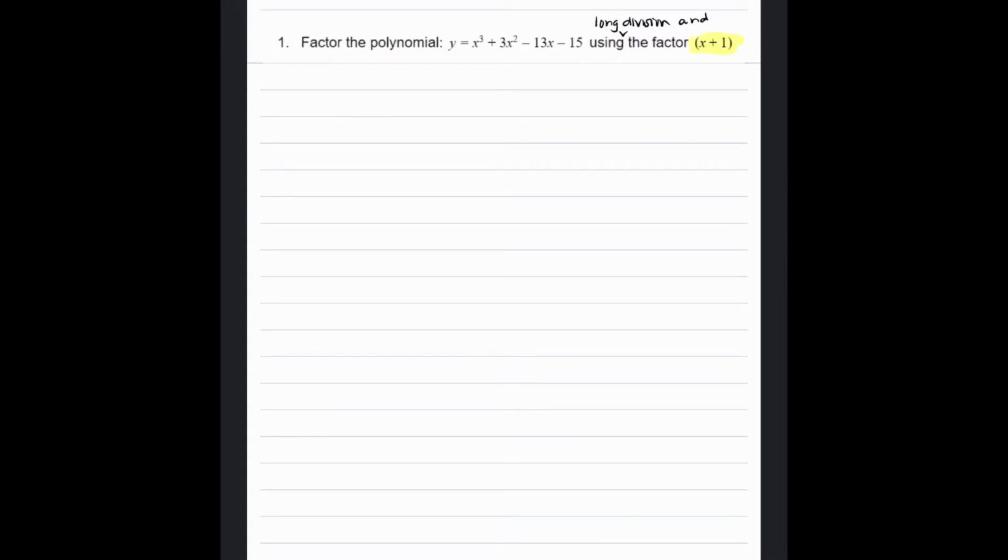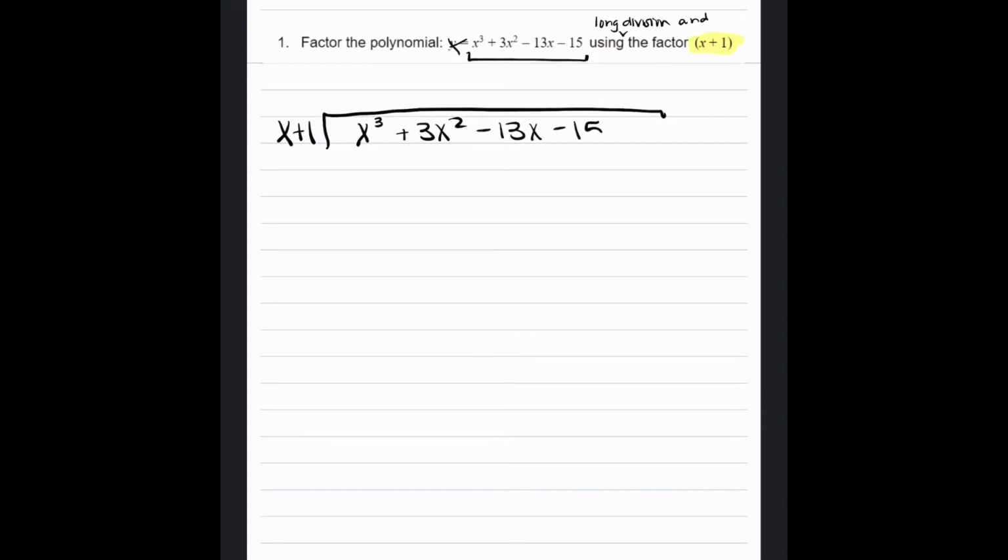So it's been a while since we've done long division, but if you remember, we put that factor, x plus 1, on the outside, and then I'm going to create my division. I'm putting this polynomial underneath my division sign. I don't include the y equals part. So I'm just going to put x to the third plus 3x squared minus 13x minus 15.